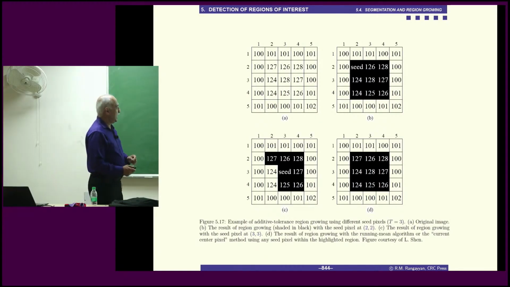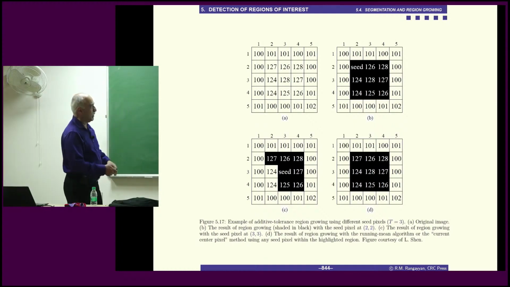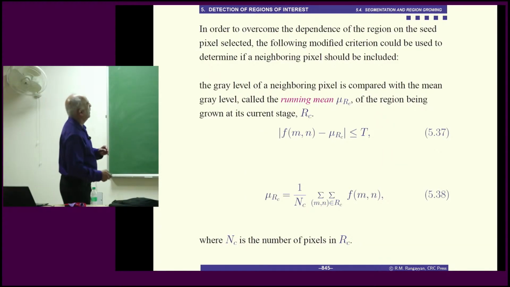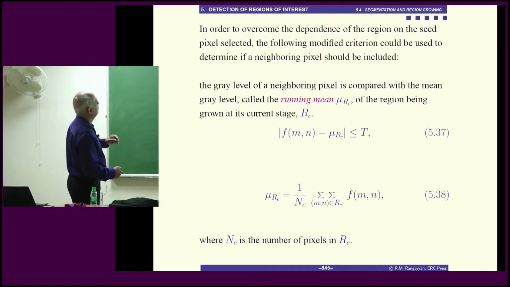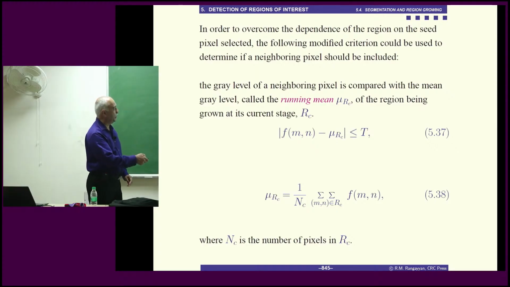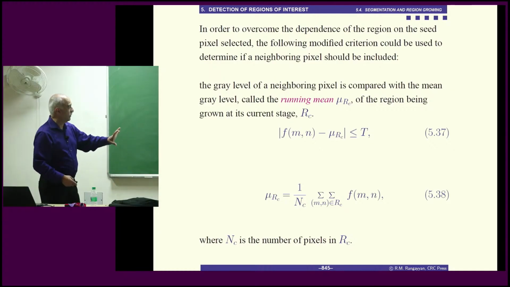So if you do that, this is region growing with a running mean and also the current seed pixel which will come next. Then we get the same result no matter which of these pixels you use as seed. And then this is what I said. FMN minus mu RC, the reference, is less than the threshold. Mu RC is just the average of all pixels belonging to the region.